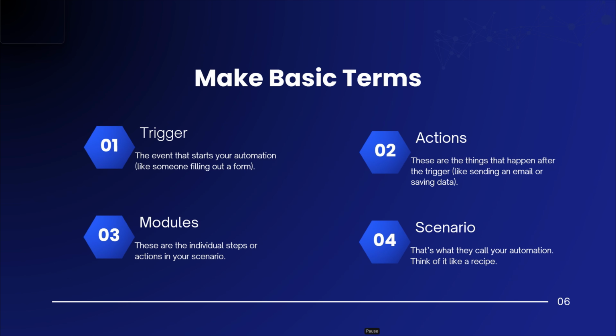So finally, we're going to be learning a few basic terms that you just need to be aware of going into using make.com. Make.com is the automation tool that we're going to be using to learn AI automation. Some of the basic terms are quite easy to understand, but it's important that you understand what they mean going in. First of all, you have what is called a trigger. A trigger is the event that starts the AI automation or the automation.